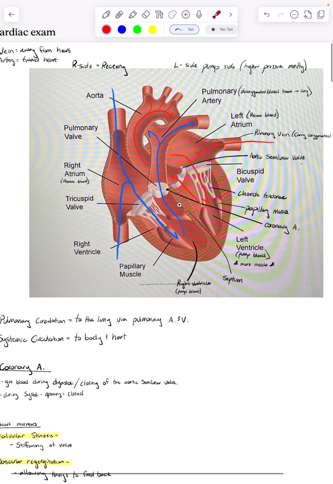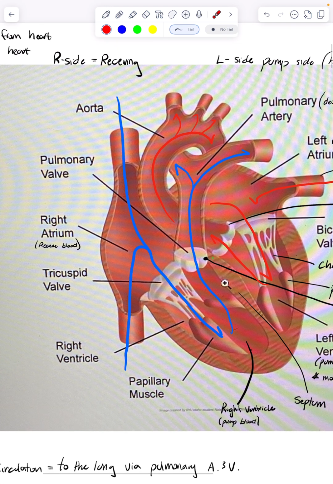Just really quick about heart flow. So blood flows in through the superior and inferior vena cavas, right? Okay, so blood flows in from the superior and inferior vena cava. They go into the right atrium here. Right atrium pumps blood through the tricuspid valve into the ventricles, specifically the right ventricle.